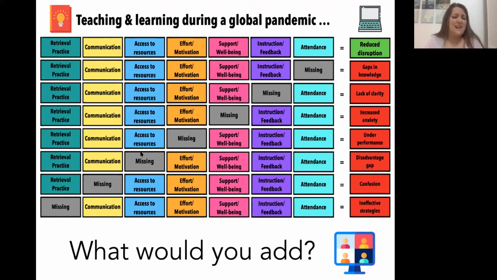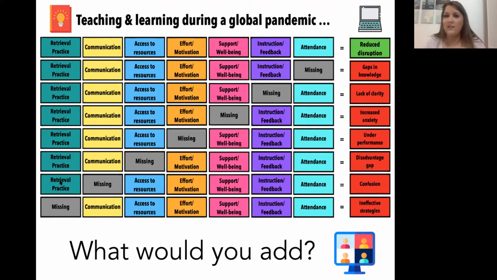Access to resources, that obviously is an issue in the UK. So perhaps when we get back to school again, we can look for the gaps in the knowledge. There may be obviously a disadvantage gap, and we can aim to use retrieval practice to close it. A lack of communication, there can be confusion if students haven't been logging in or they've had internet issues, which again, perhaps we can address through retrieval practice.